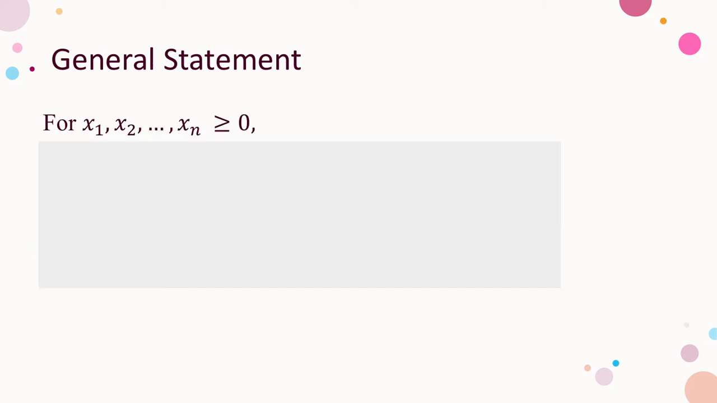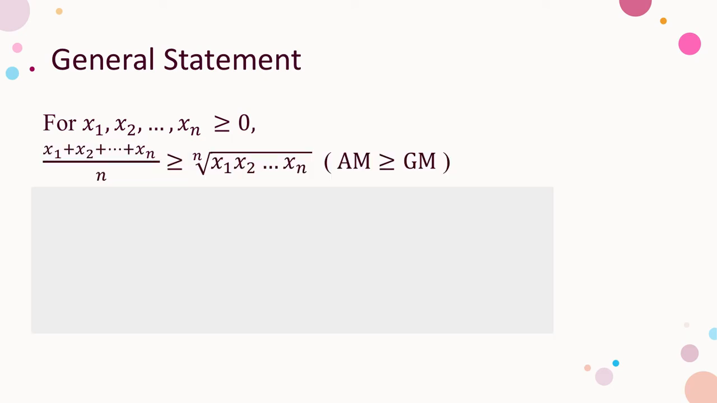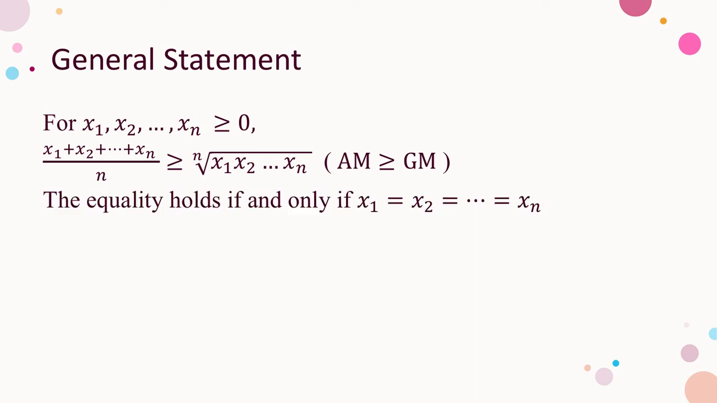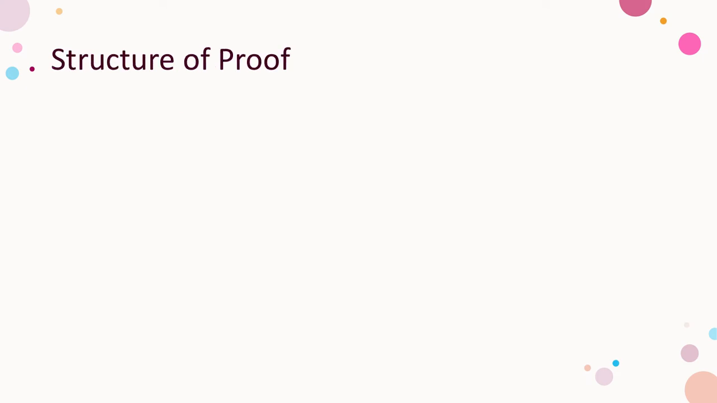Here is the general statement. For n non-negative terms, denoted by x1, x2 up to xn, the arithmetic mean, the sum of the terms divided by n, is greater than or equal to the nth root of the product of the terms. The second part of the statement is that equality holds if and only if all the terms are equal. As the statement involves the natural number n, we can think of mathematical induction to prove it.